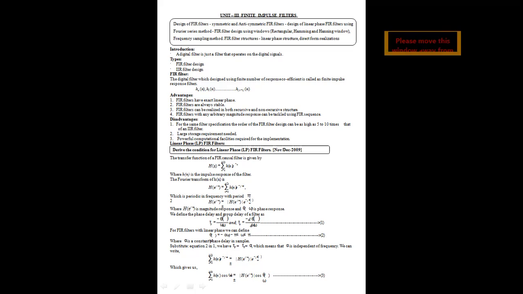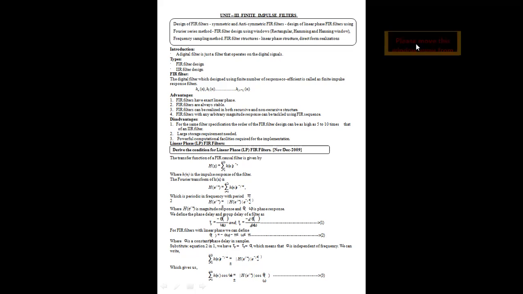The digital filter is designed using a finite number of response coefficients. That is, we are able to define finite values. The impulse response notation, remember, is h of n. If we denote it in terms of finite impulse response coefficients, then it is given as a finite impulse response filter.